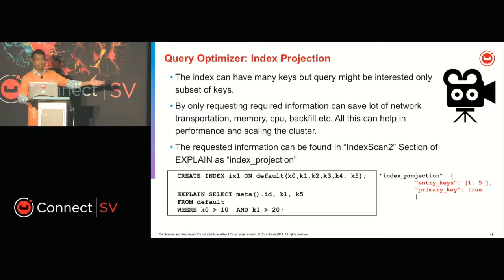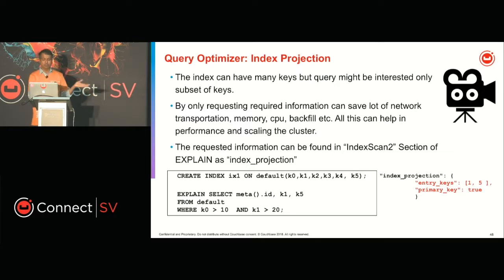So you could have a wide index, in this case I have 6 keys, and in the query I say I want the meta ID, K1, K5, where K0 is greater than 10 and K1 is greater than 20. In this case, we don't need to ship all of the data. This is a covered query. We don't need to ship all of the data within the index to the query. The indexer puts the predicate on K0, K1, but we are only interested in document ID, K1 and K5, and in the index projection, we tell the index to project only these keys.